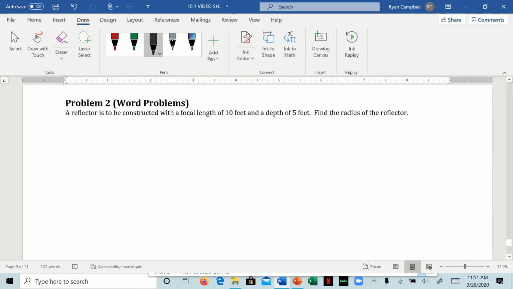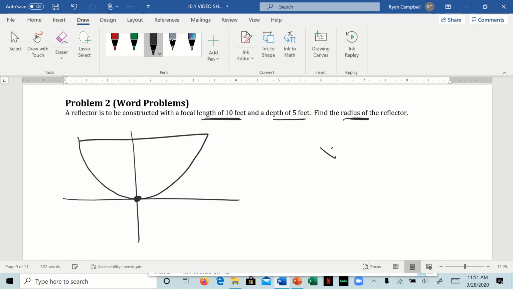All right, last problem. So a reflector is to be constructed with a focal length of 10 feet and a depth of 5 feet. So find the radius of the reflector. So again, we can just have our vertex at (0, 0), and we can be going up. So we're going to have x squared equals 4ay. So we say the depth is 5 feet, and we see that the focal length is 10 feet. So if we go all the way up here, we can say that's where the antenna is.